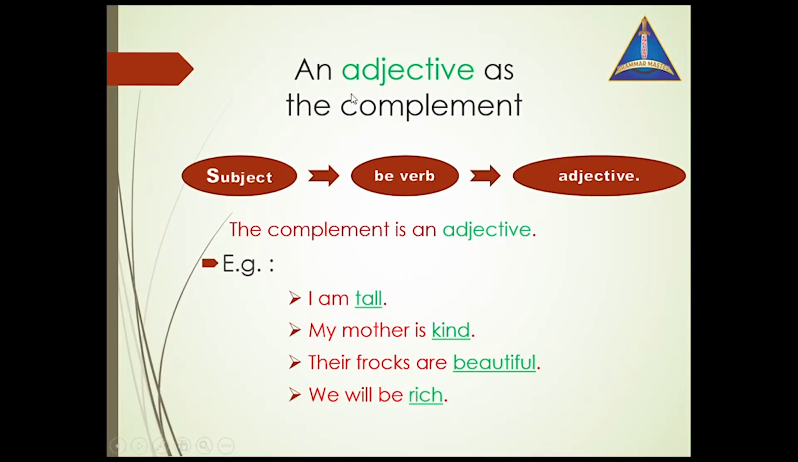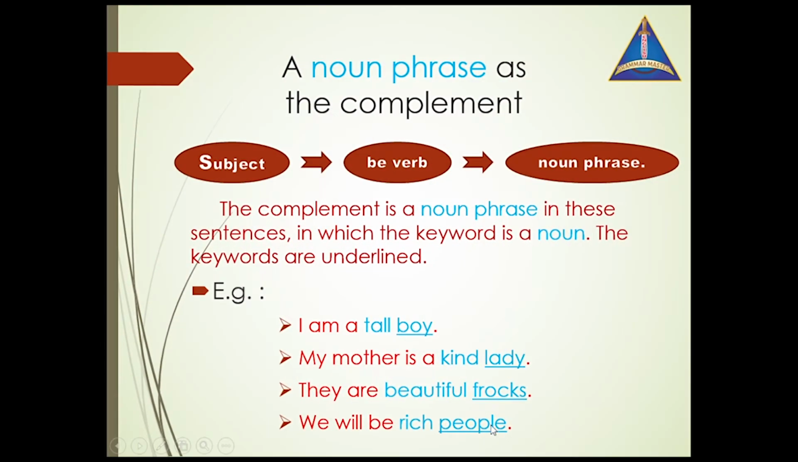If you use an adjective as the complement, the structure should be like this. First the subject, then the be verb, finally the adjective. The complement is an adjective in these sentences. Examples: I am tall. My mother is kind. Their frocks are beautiful. We will be rich. The adjectives are underlined.